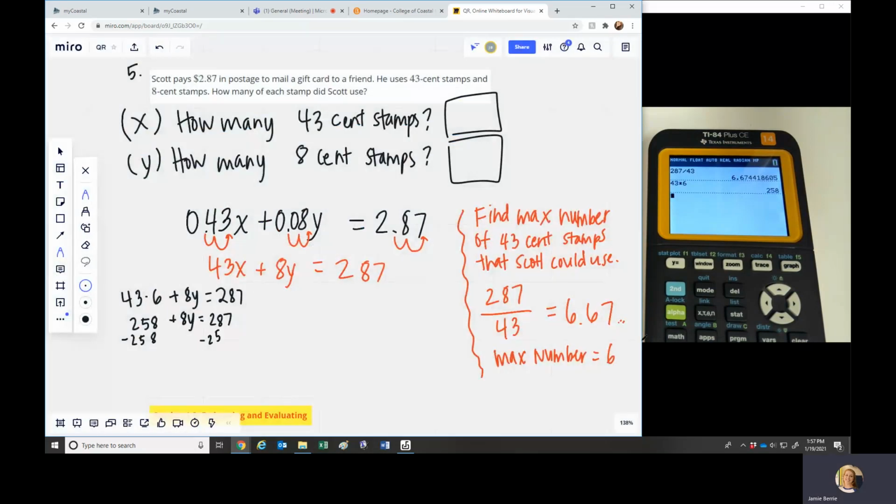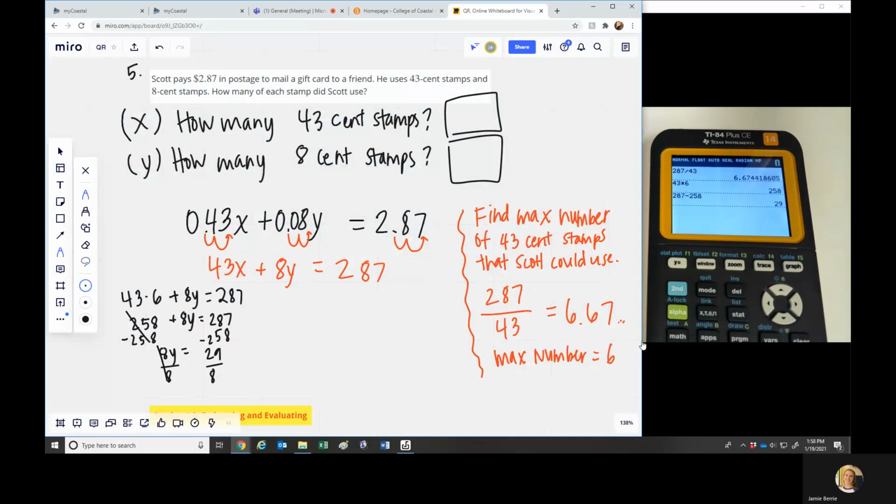All right, there we go. Now it goes away. Over here it cancels out. 8y equals 287 minus 258, which is 29. Now you want to ask yourself, if I divide both sides by 8, does 8 go into 29 evenly? No, it does not. So that didn't work. The maximum value didn't work. Let's go one down.